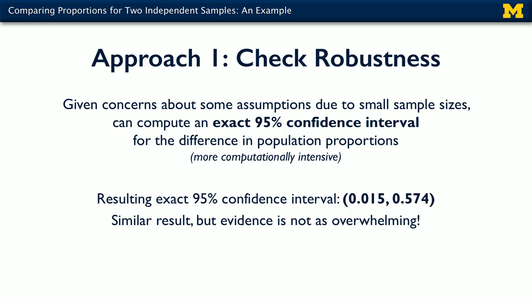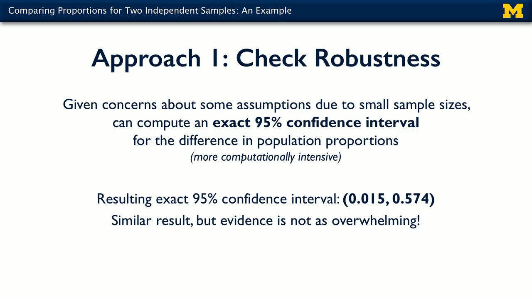So we want to check the robustness of that result. And given the concerns that we have about these assumptions, mainly due to the small sample sizes in each group, we can use small sample techniques. One approach that we can use in this case is to compute what's called an exact 95% confidence interval for the difference in the population proportions. This approach doesn't rely as heavily on these assumptions, but it is much more computationally intensive. So you'll see some accompanying Python code to generate this kind of exact 95% confidence interval, and the calculations will just take a little bit longer when you run this kind of analysis in Python.